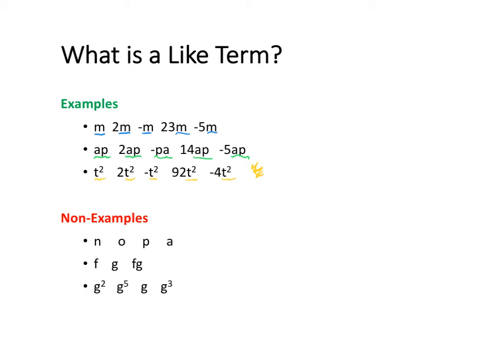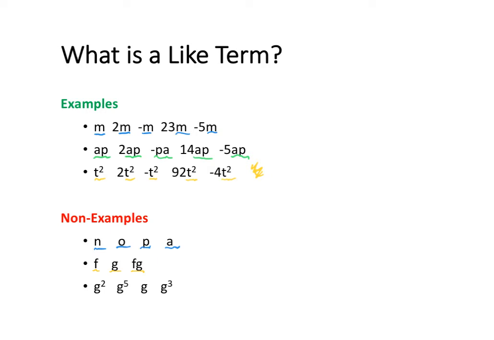So let's have a look at some non-examples. What are not like terms? In our first line, we have terms that contain all different variables. So because they contain all different variables, we don't have any like terms. In the second row, I've got three terms. I've got an F, a G, and an FG. Now, because each of these terms contain different variables or different mixture of variables, and they're not all the same, we don't have any like terms.